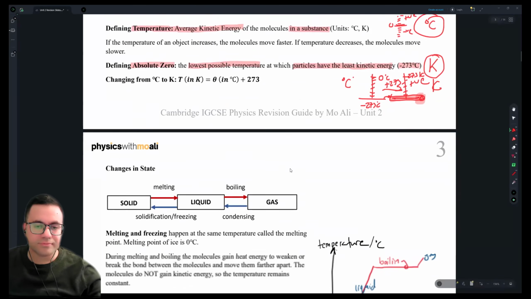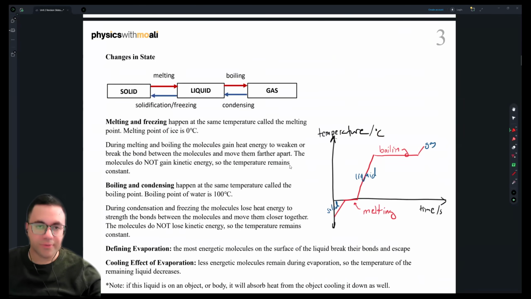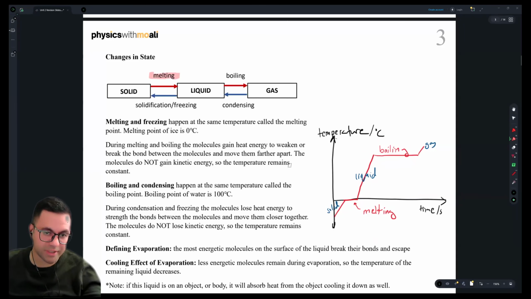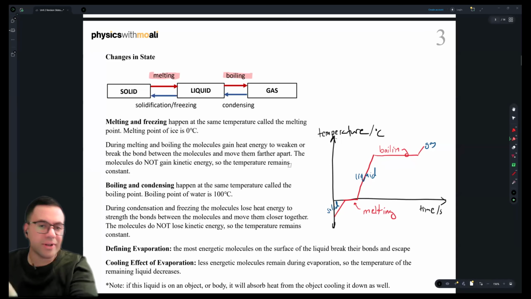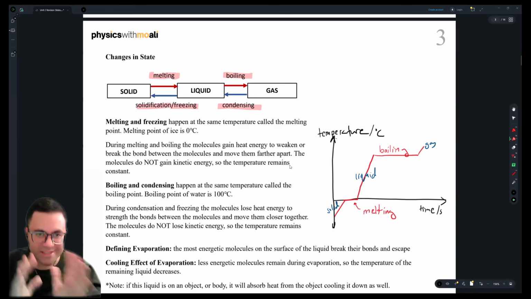Moving on. I'm sure you know the differences in state. When you change a solid to a liquid by heating it, that process is called melting. To change a liquid to gas, that process is called boiling. I know it's also called evaporation, but there's a difference between evaporation and boiling, and we're going to talk about that in a bit. If you cool down a gas, it condenses, and if you cool down a liquid, it either freezes or solidifies. It's the same term.